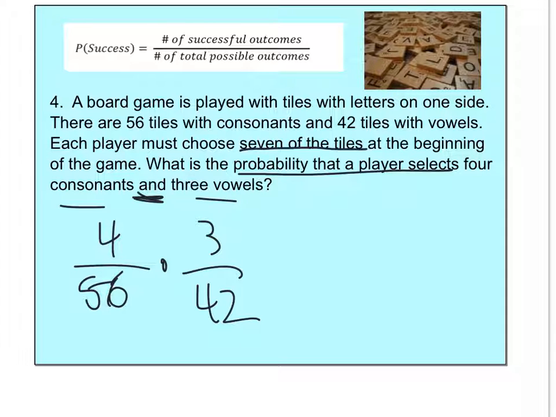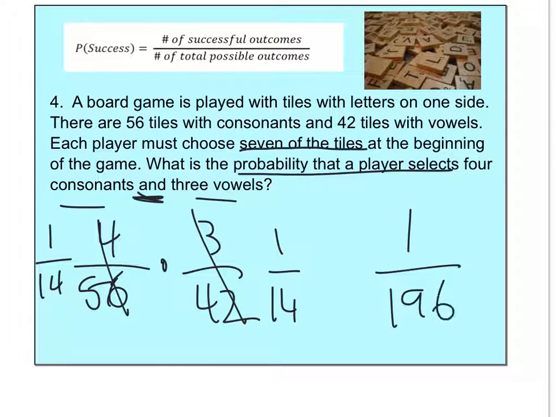So 56 can be divided by 4, so it simplifies to 1 over 14. 42 can be divided by 3, so that becomes 1 over 14 as well. So this really becomes 1 over 196. That ends up being my probability there.